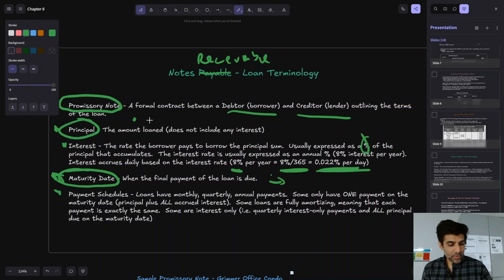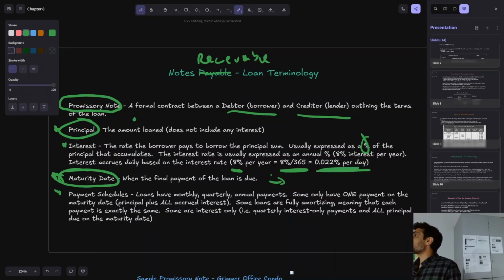Okay, and then there's a payment schedule. So this is like for loans, for bonds, there's a fixed payment schedule. Every month, you can plan out every payment for the entirety of the loan, assuming that it's a fixed interest rate. Some loans have floating interest rates that change over time.